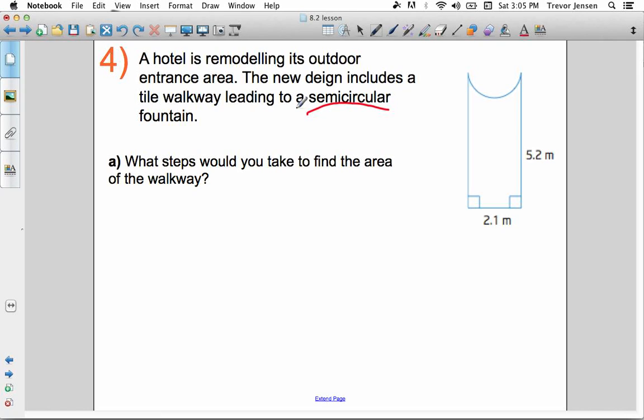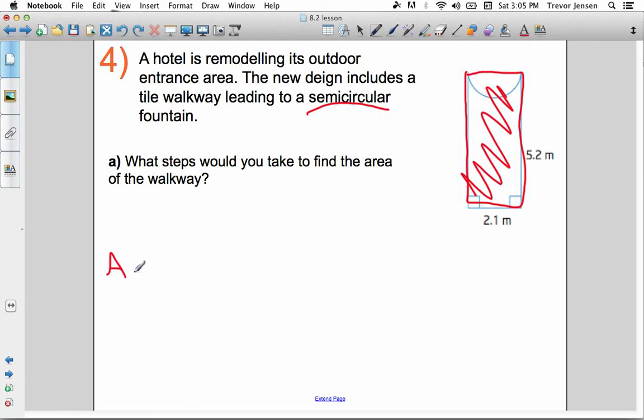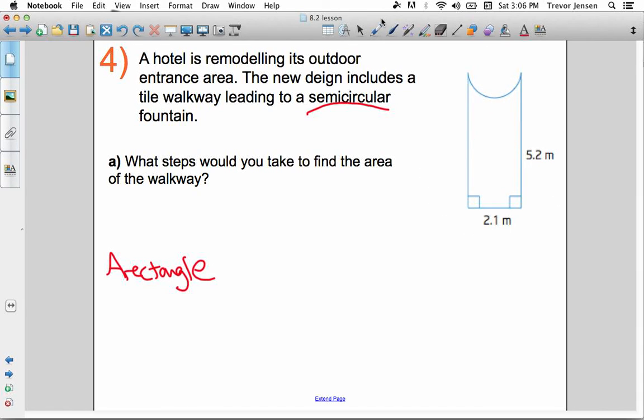Well, how I would do this one, I would construct a rectangle. So I've got my rectangle here. I'll find the area of that rectangle. But then I'm going to notice the walkway isn't just a full rectangle. It's got the little semicircle that's been cut out from it, because it leads to a semicircular fountain. That semicircle has been cut out from my rectangle. So I'm going to need to find the area of that semicircle and subtract it from the area of my rectangle.